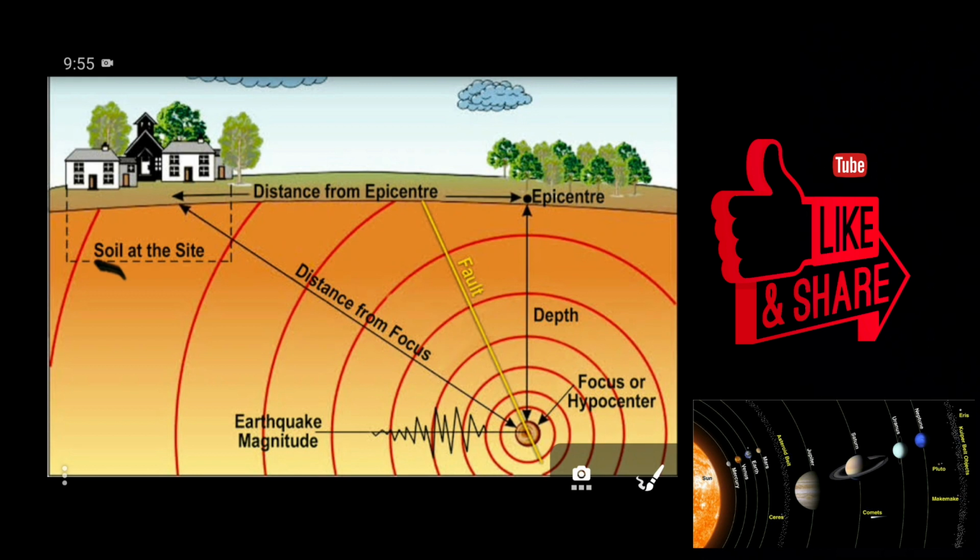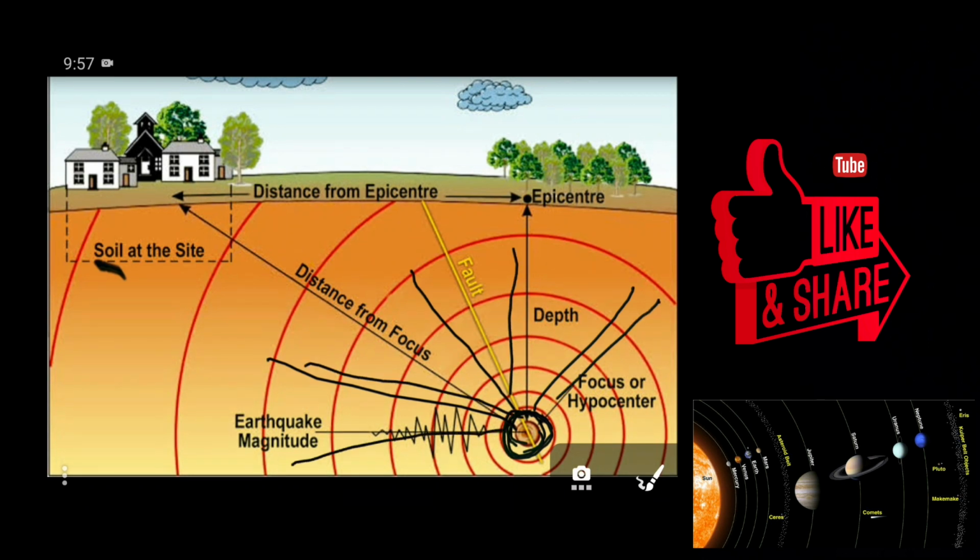Now we will discuss the terminology of earthquakes. First we will consider the point focus. This is the point focus. What is focus? The focus is the particular point from which the earthquake originates, and the earthquake waves, which we call seismic waves, radiate in all directions. In this direction the seismic waves radiate.